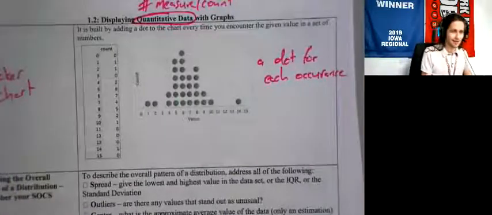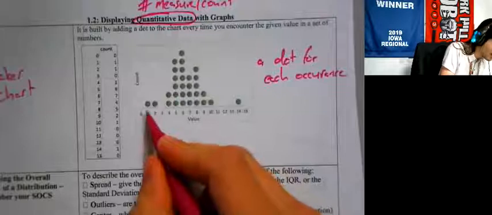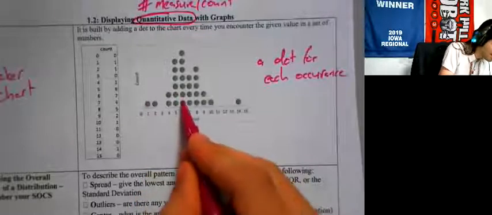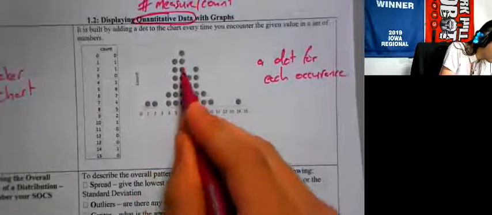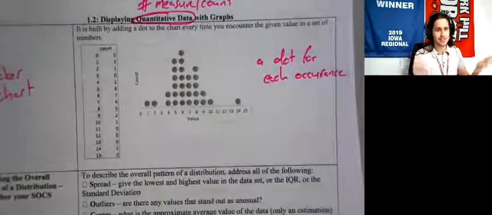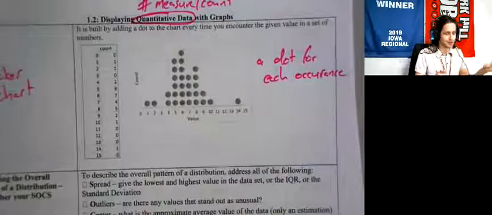Let's put a dot. What does this say? This said 1 happened once. 6 happened 1, 2, 3, 4, 5, 6, 7 times. Why is this nice? Because anybody can interpret one of these, I think.